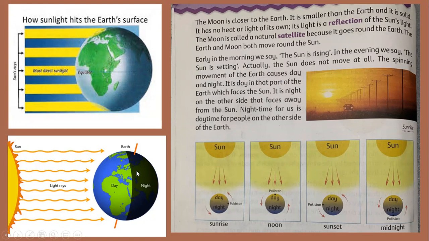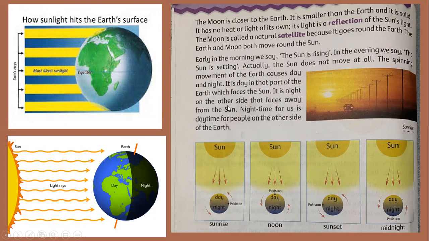Look here, this is the spinning movement, and it takes one day to spin one round. It is day in that part of the earth which faces the sun. Look here, this part faces the sun. Light rays come to the earth on this part. So what they are saying, it is day in that part of the earth which faces the sun. Right now in this picture, this part of the earth is facing the sun, so here is the day.